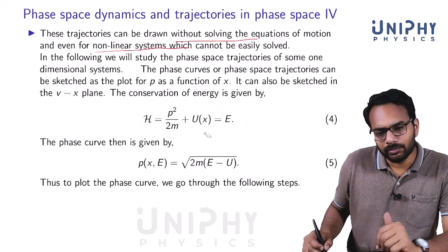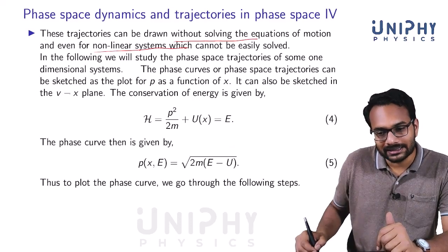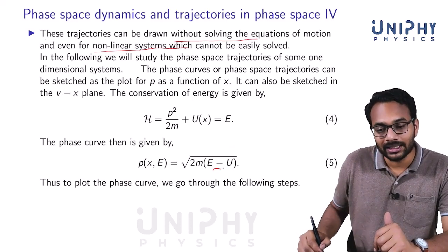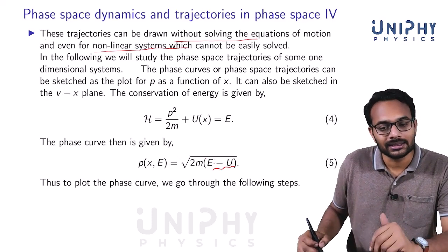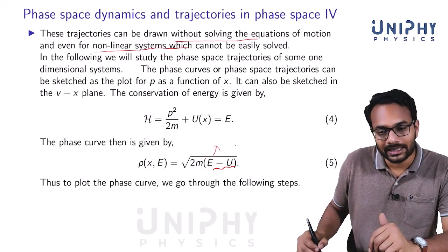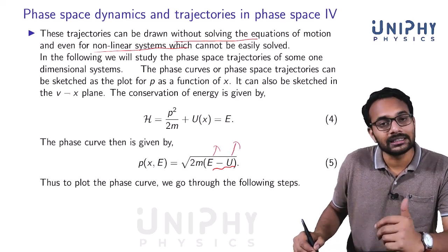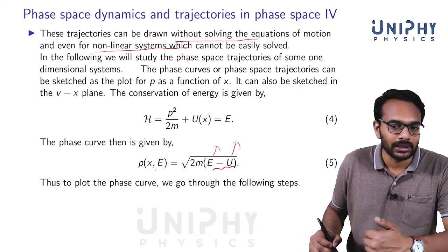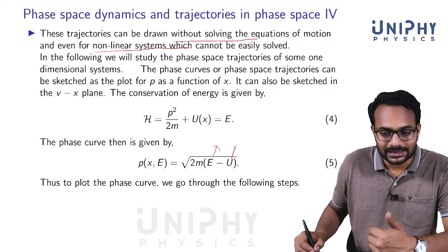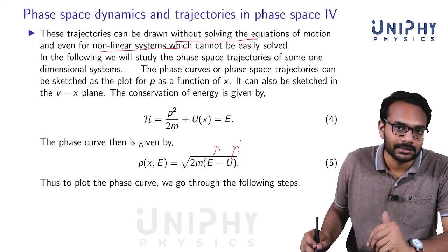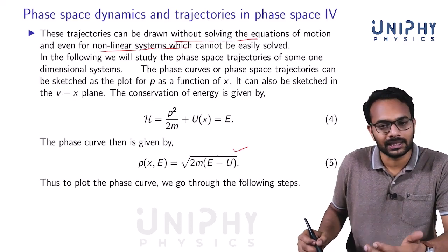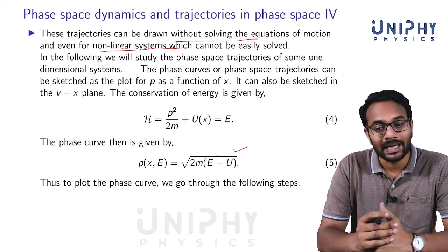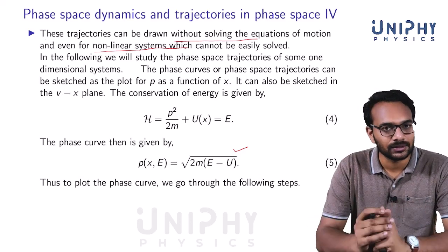We may not even need to do this, but it is instructive, because this says that when E minus U increases, P increases, and when E minus U decreases, P decreases. So for a constant energy, if the potential energy increases, then the momentum has to decrease, and when the potential energy decreases, the momentum has to increase. It's instructive to keep this in mind. It's not very difficult: P is equal to the square root of 2m(E minus U), or sometimes E minus V.